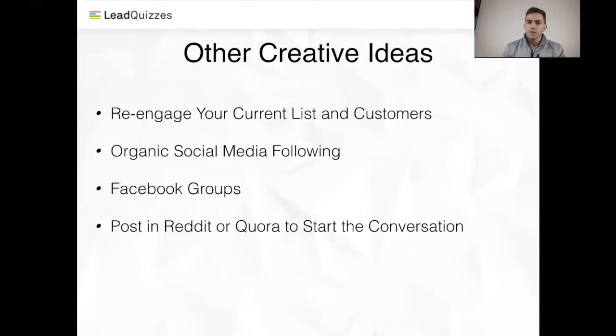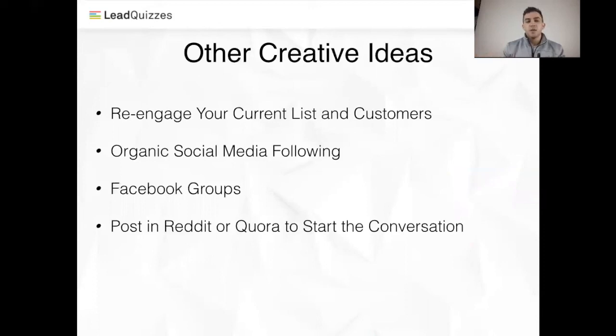But what are some other creative ideas? How about you do this? Re-engage your current list. If you have a current list, you have older customers, re-engage them with a quiz, and at the end, put your new product or offering or your new compelling offer to get them re-engaged and maybe get another purchase out of them as well.